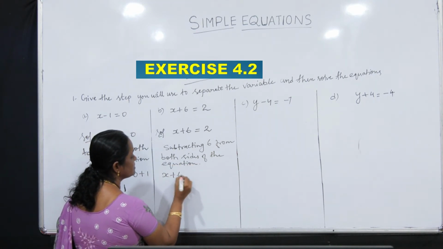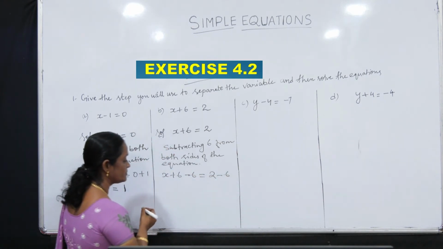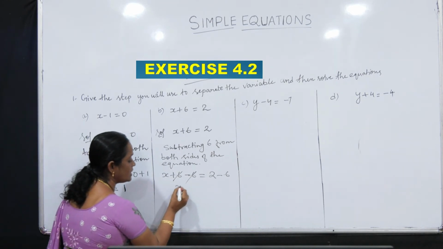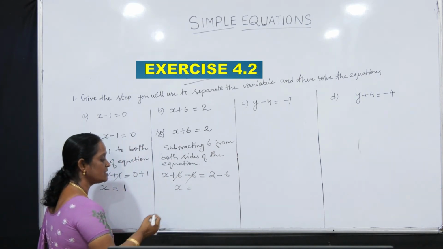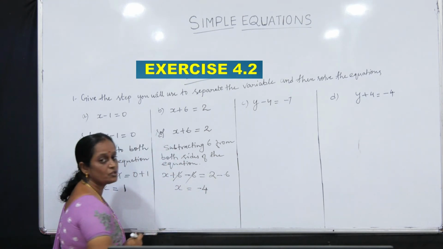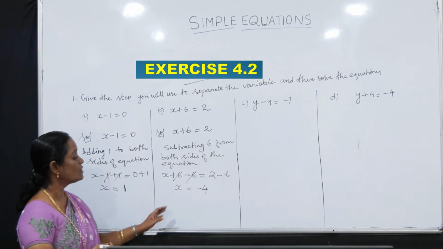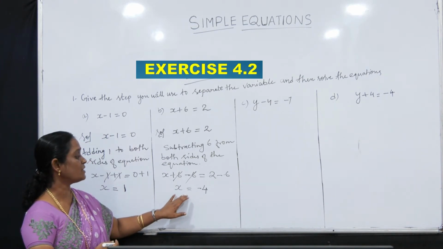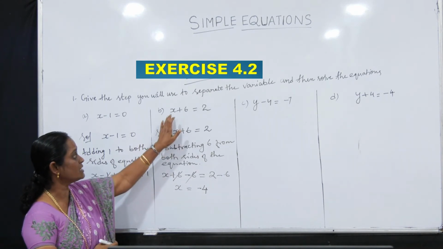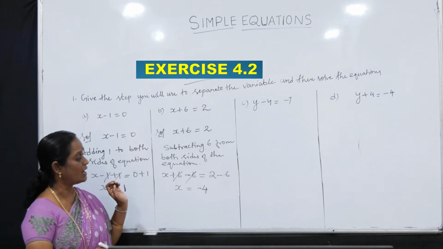x plus 6 minus 6 is equal to 2 minus 6. So here plus 6 minus 6 will get cancelled. This x is equal to, what is 2 minus 6? 2 minus 6 is minus 4. The solution to the equation is x is equal to minus 4. Here also you can check it. Put the value of x is equal to minus 4 in the original equation: minus 4 plus 6 is 2, which is equal to the RHS.